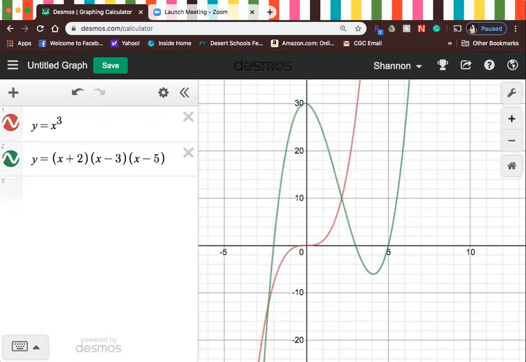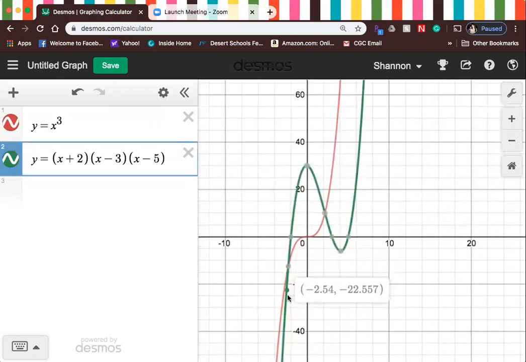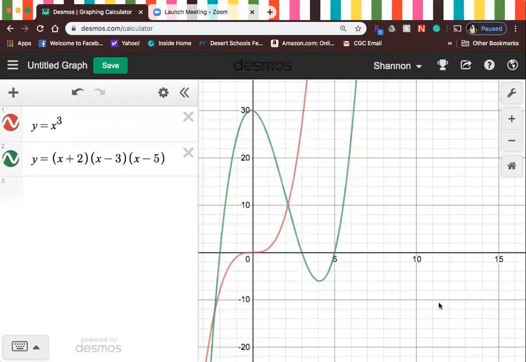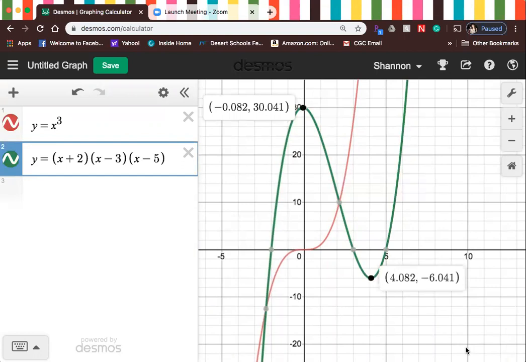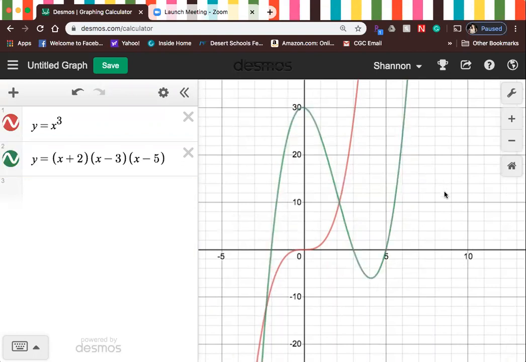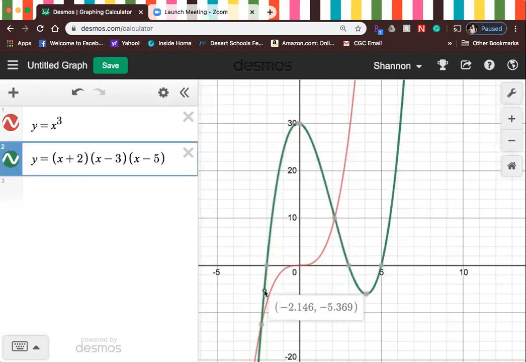And you'll notice that the end behavior is still the same, where the arm on the left goes down forever and the arm on the right goes up forever. But it's that middle behavior that's gotten a lot more interesting. So I've given it 3 very distinct x-intercepts, thanks to my factored form. I can also see that it's got a high point and a low point. And also the concavity of it, it has 2 very distinct concavities.